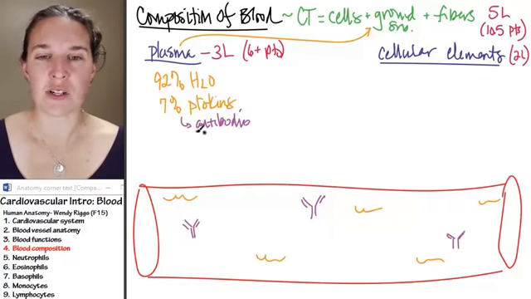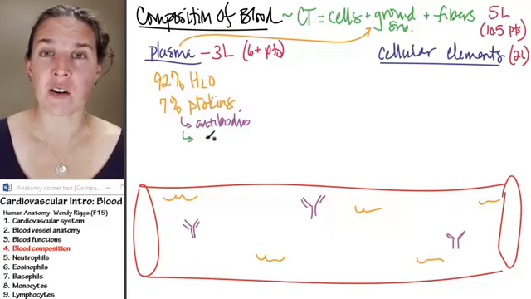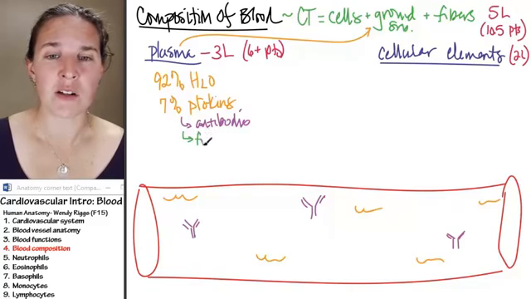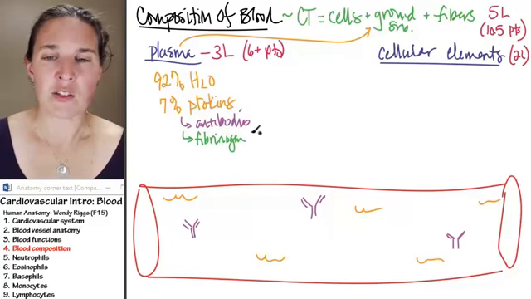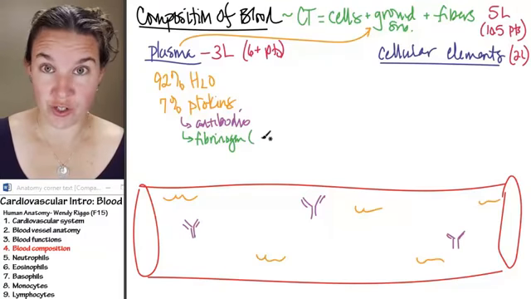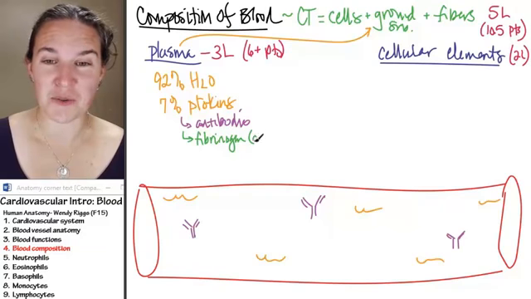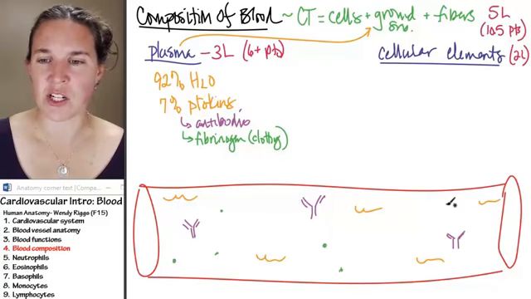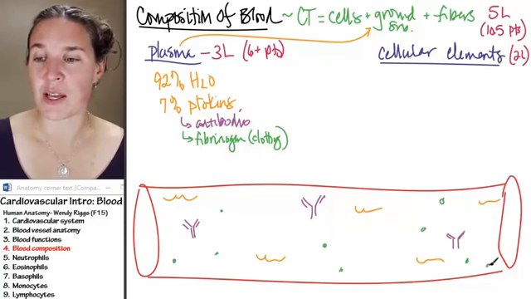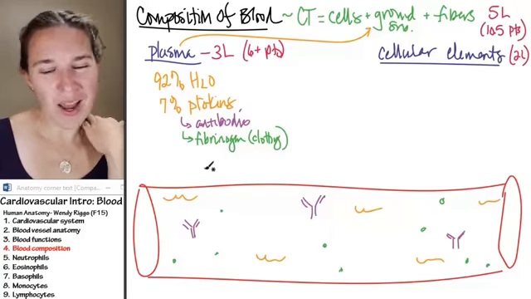Now, the plasma proteins are important players when it comes to some of blood's functions. Clotting is an interesting function, and we have some proteins that are involved in clotting. One of them is called fibrinogen. And so fibrinogen plays a role in clotting. And you can imagine that there's just these little pieces of fibrinogen just floating around in your blood. And then you have other stuff.